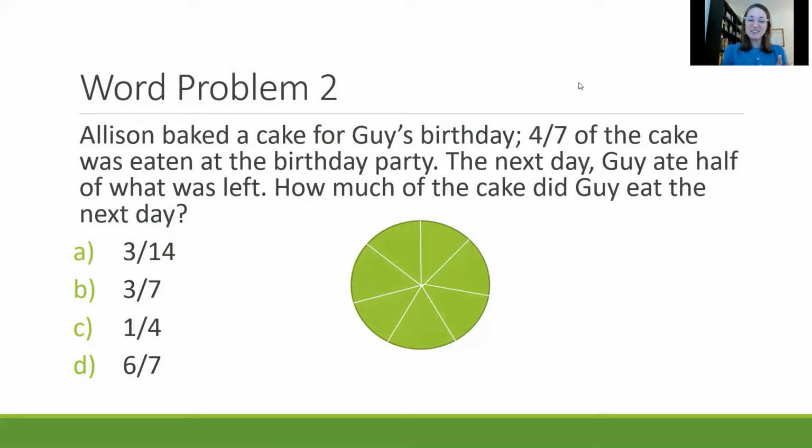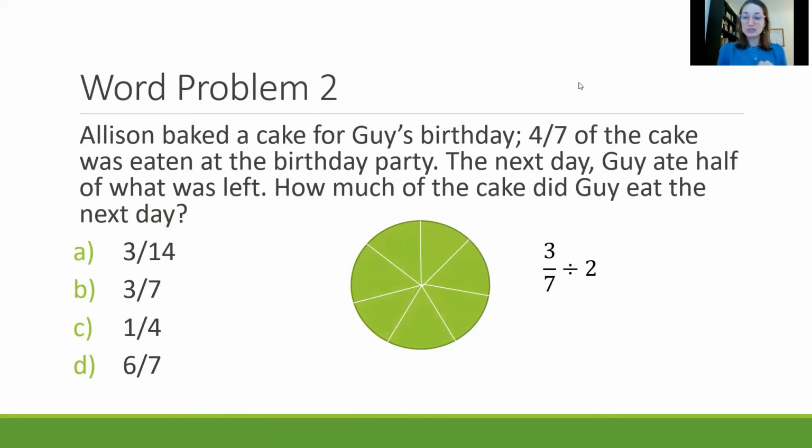So in that, if we're looking at that and we think that 4/7 of the cake was eaten at the birthday party, then we need to think about what's left. So if we remove 4 of these slices, of the 7 slices, we're only going to have 3 slices left. So at this point, we know there are 3/7 of the cake remaining, but we know that Guy ate half of what was left. So let's put that information together.